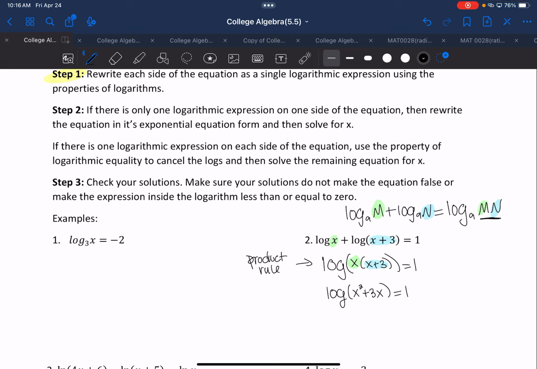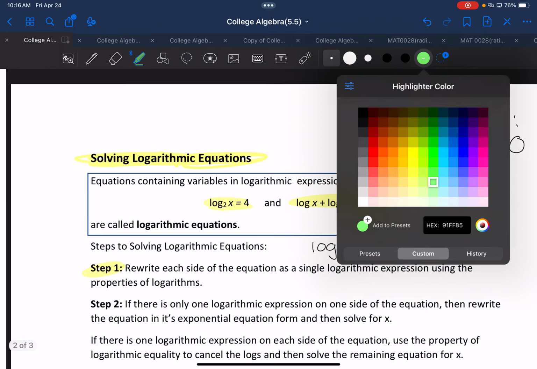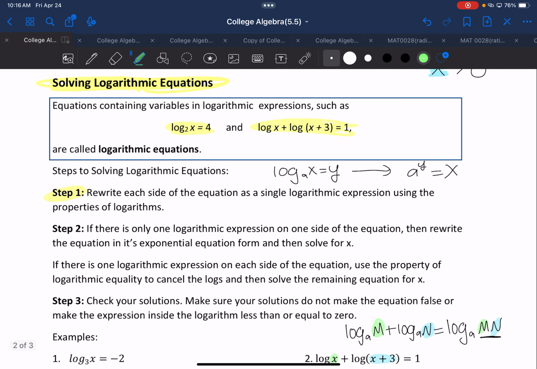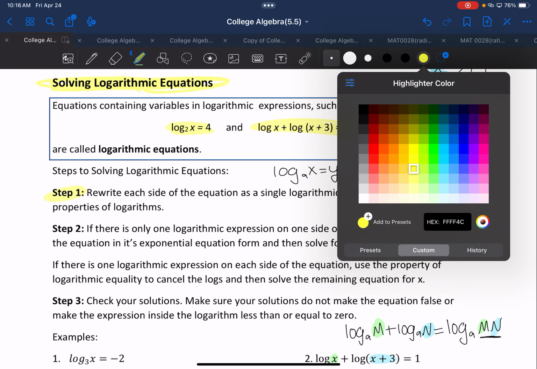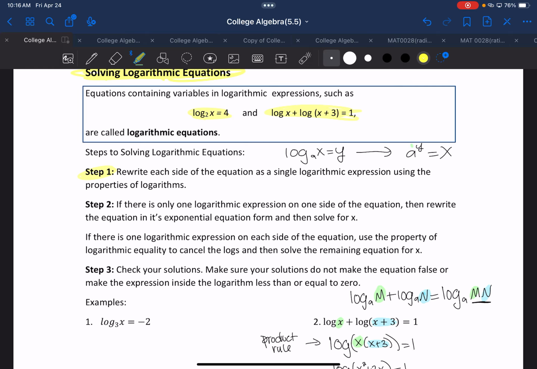Now let me go back up here to the steps. Oh my gosh. My iPad is really getting on my nerves.